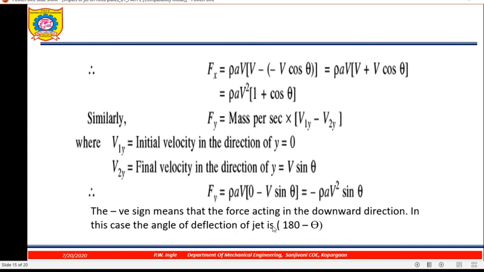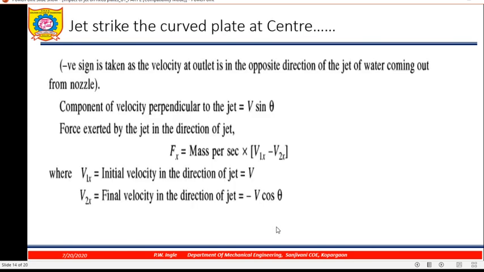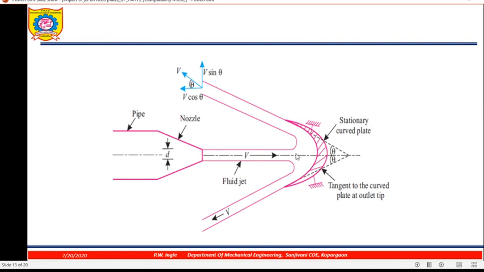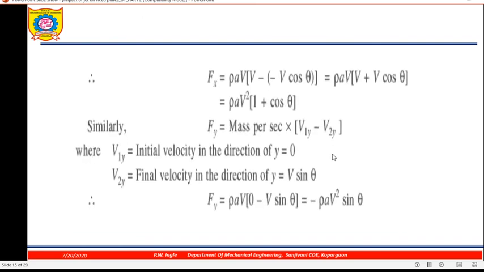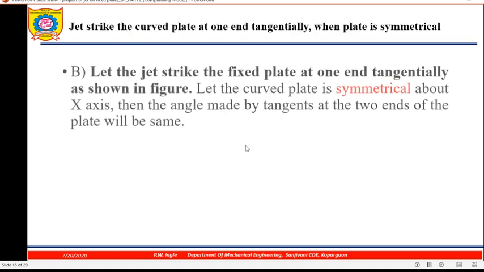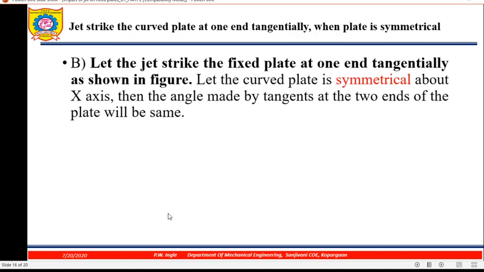Now in this case, the angle of deflection of jet is 180 minus theta. I told you how we are getting 180 minus theta. This angle, from this point to this point, it is 180 minus theta. This point to this point is 180. So we'll discuss this later.